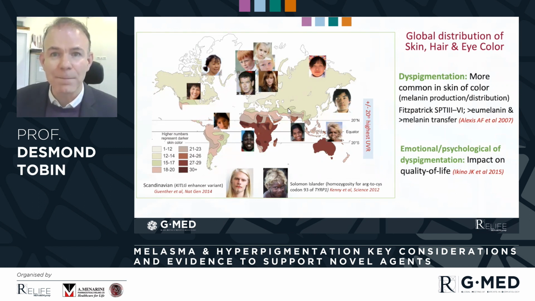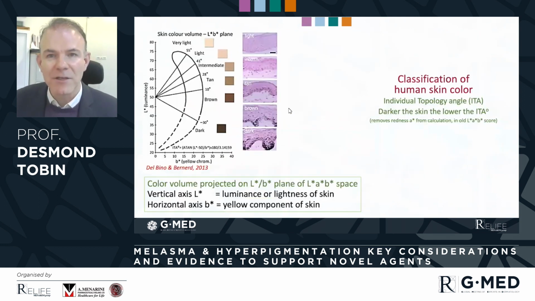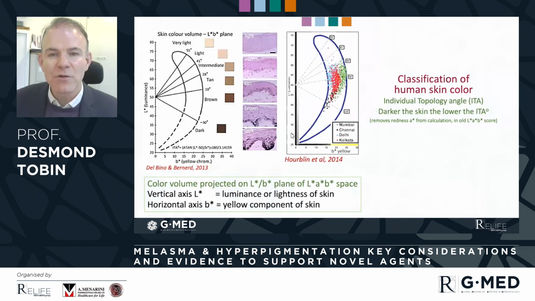Obviously, for certain individuals, both hyperpigmentation and hypopigmentation can exact a significant psychosocial burden and affect their quality of life. The way we measure skin pigmentation now has changed a little bit over the last few years. Typically now, the individual typology angle is the value that we assign individuals of particular skin color and skin phototype. As you can see in this diagram here, going from very light to light, and this reflects basically the L and the B of the original LAB color scheme to remove redness from the assessment. But you'll note in this image here, where we look at four different Indian cities, that the range of pigmentation, even within a single country, can be very significant in its variation.